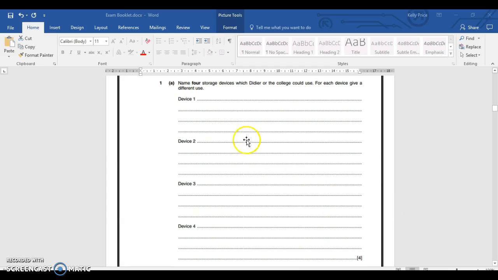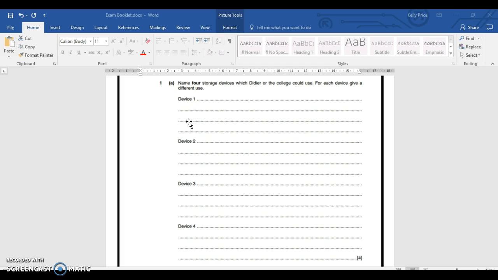So it's asking you to name four storage devices which Didier or the college could use, and for each device, give a different use. So they're asking you to explain the use for each storage device. Now, you can refer to static storage devices. Sorry, ignore me, static storage devices is probably the wrong word to use. More permanent or non-mobile storage devices. Okay. So, for example, you can refer to solid-state drives, and you can refer to the computer's hard drive.